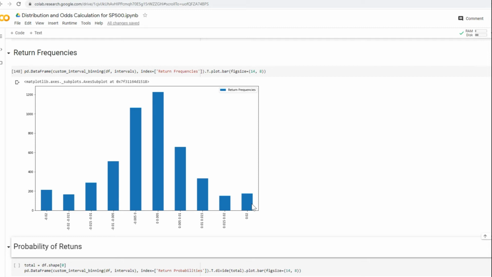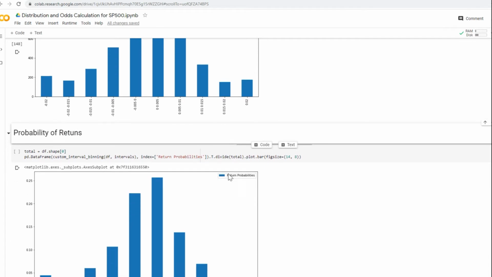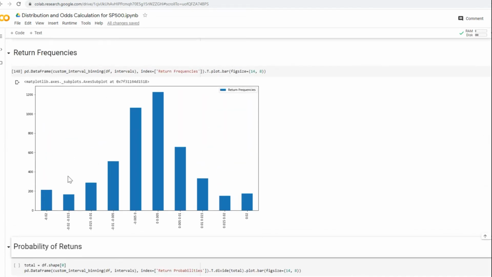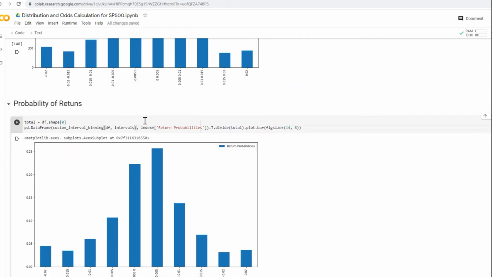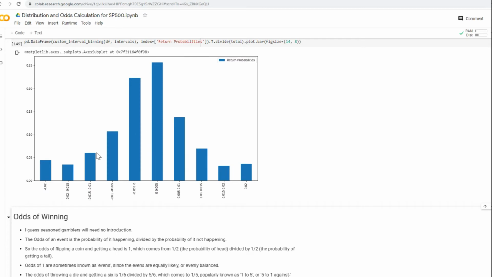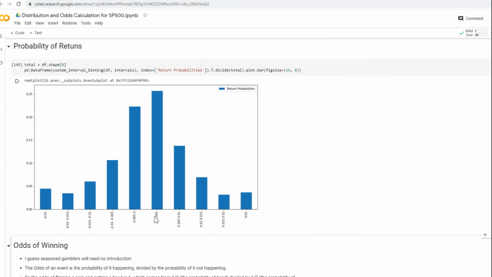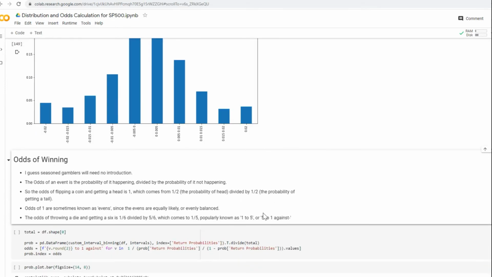So let's see the probabilities of specific returns, right? You can just take that frequency and divide by the total number of rows, the length of the data frame. So now you see the probabilities. Okay, if you want to change from probabilities to odds of winning, we can do that.